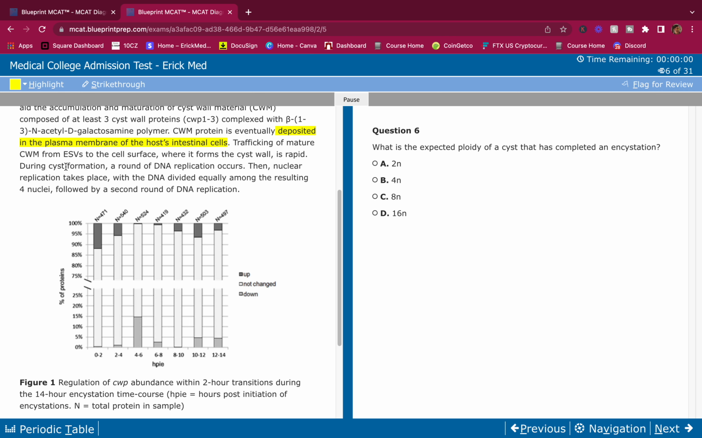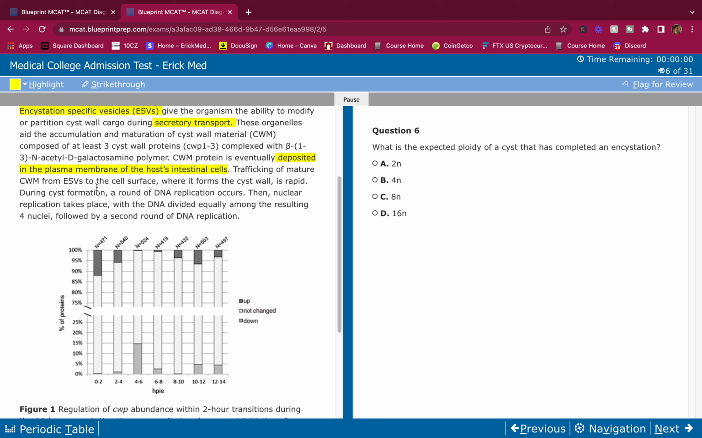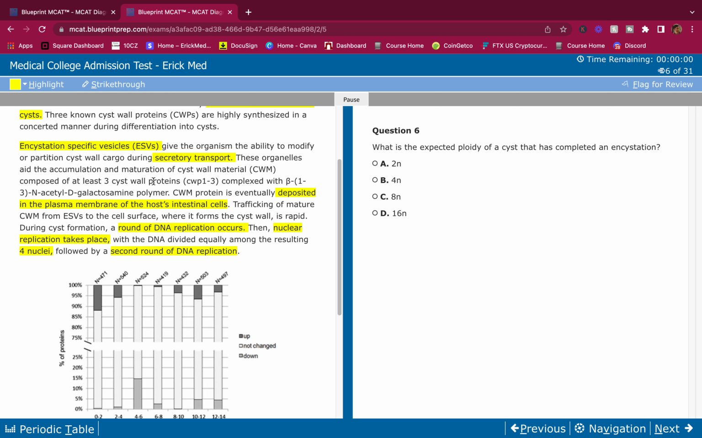Trafficking of mature CWM from ESVs to the cell surface where it forms the cyst wall is rapid. During cyst formation, a round of DNA replication occurs. Then nuclear replication takes place, with the DNA divided equally among the resulting 4 nuclei, followed by a second round of DNA replication. We have a lot going on here, guys. A lot going on here.